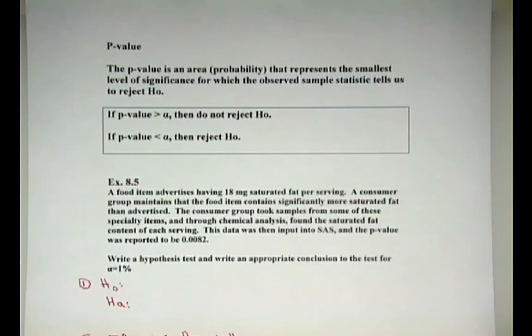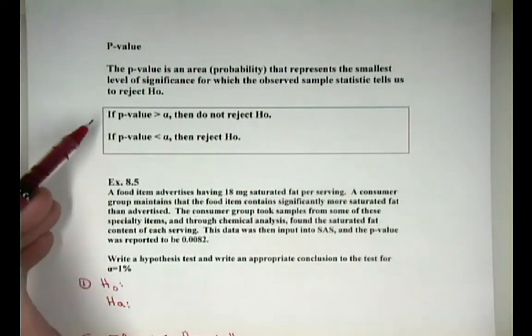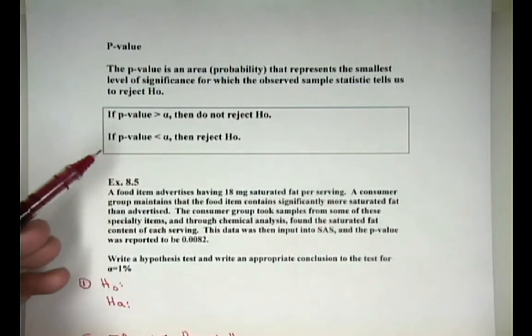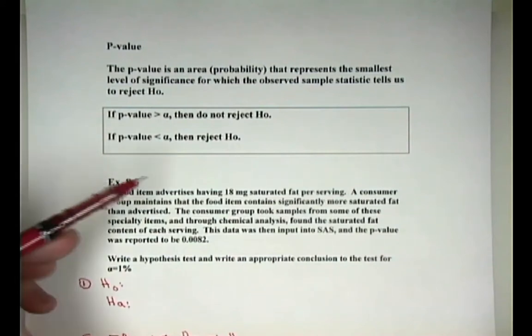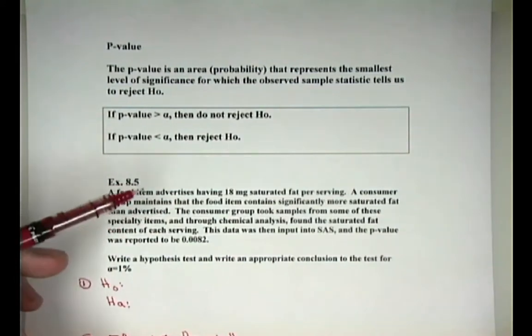But this is the general idea and the definitions of p-value. It's an area or probability that represents the smallest level of significance for which the observed sample statistic tells us to reject H0. Now the rule is if the p-value is greater than alpha, then you do not reject H0. If the p-value is less than alpha, then reject H0. So let's do an example where we're already given a p-value.